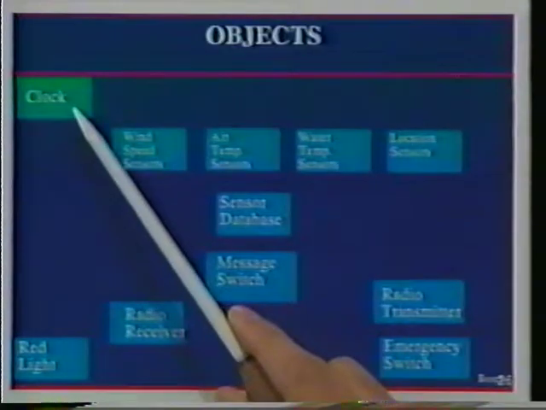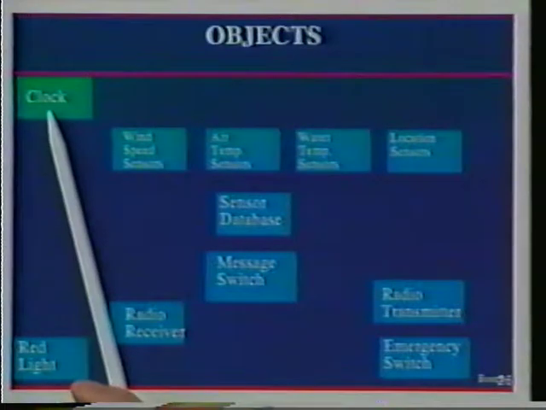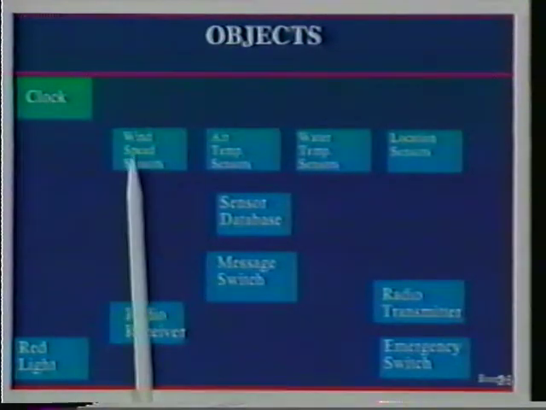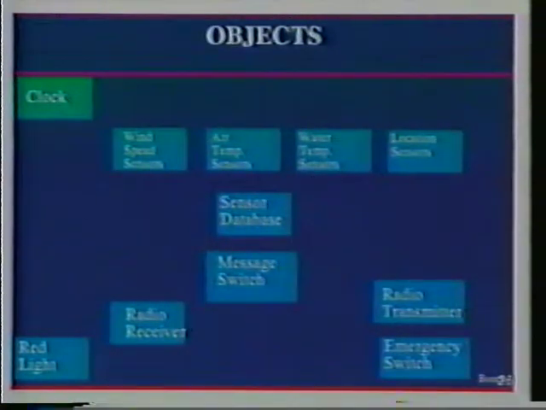Now if you look at these functional specifications, we can identify a number of objects. Here is a functional diagram, so let's look at the objects in the scene. This particular slide is not in your handout, but I'm going to describe it briefly. We identify these objects. There is a clock object, which sends pulses either every 10 seconds or every 30 seconds. We have the wind speed sensors, the air temperature sensors, the water temperature sensors, and the location sensors. These are all class objects that we can identify in the functional specification.